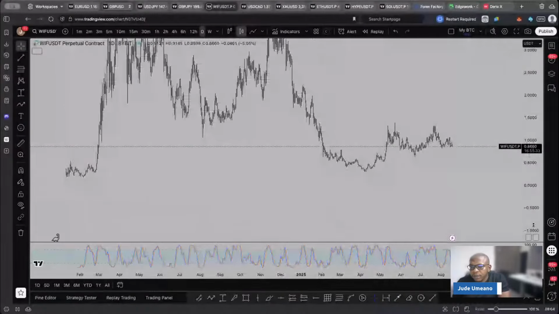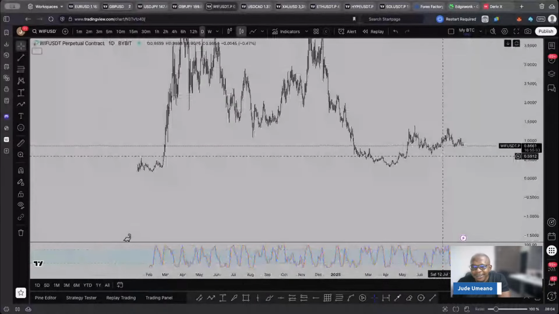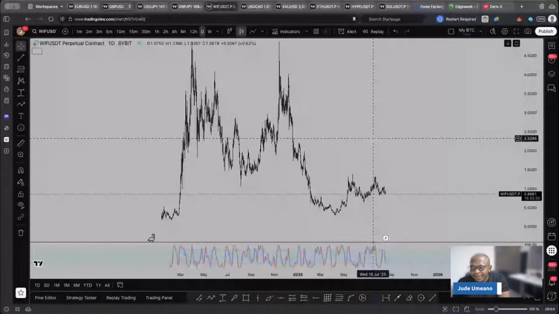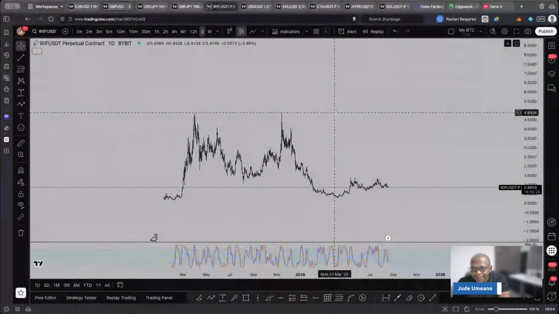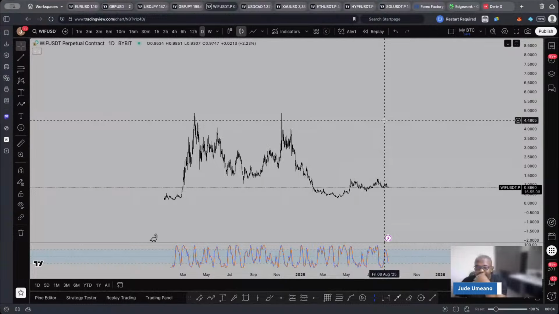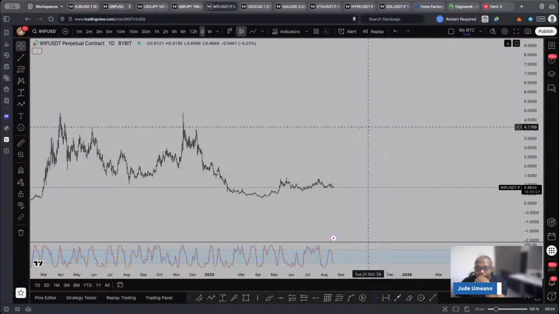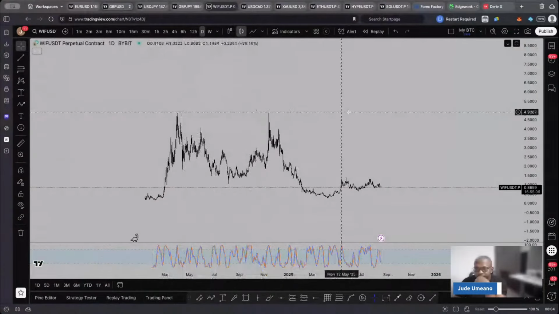On the daily, classic meme coin. Do you think that WIF will ever get back to its all-time high? I don't think it's going to do that. It's far off from its all-time high. It will be rare, like really really rare, for us to see WIF at this point ever again.